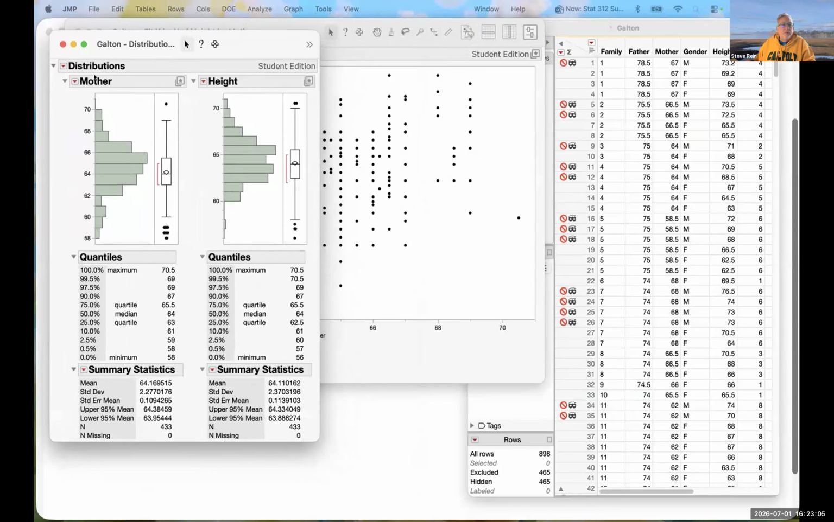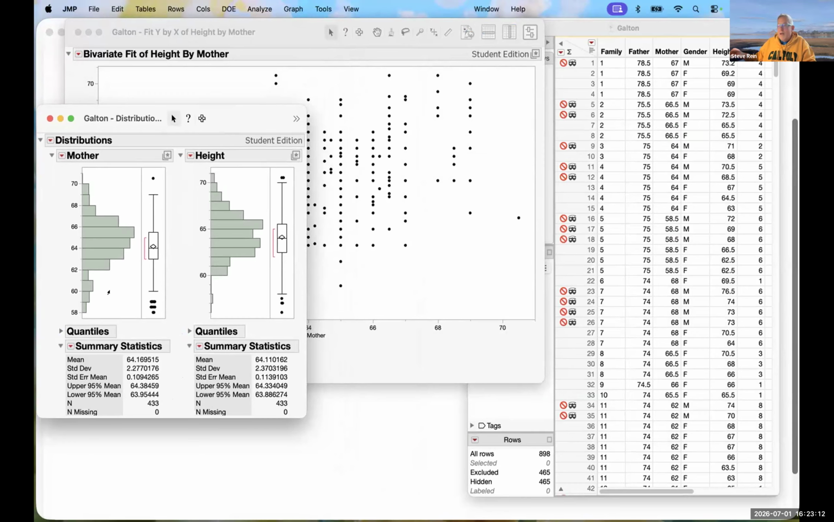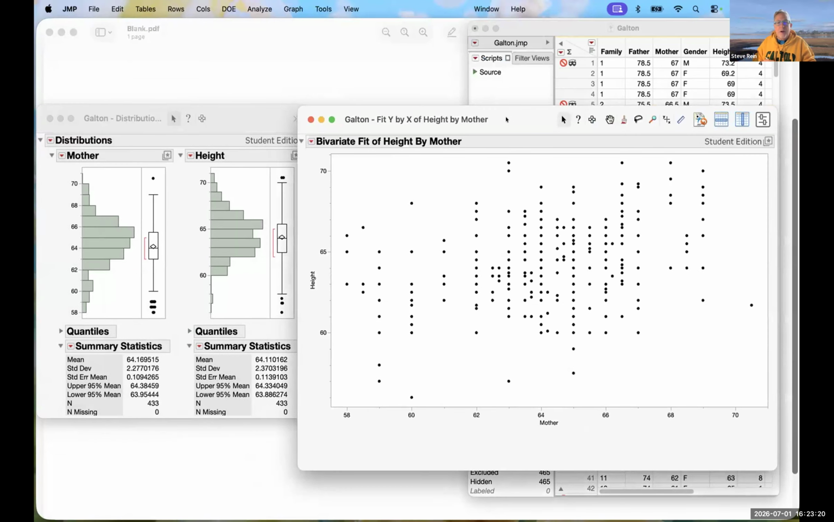And I'm going to want to write down for mom and for the daughter the means and standard deviations. And I'm going to put this in the upper left corner. So for mom, because mom is along the x-axis in my graph, I'm going to write x bar. The average of mom's height is 64.2 inches. And for the daughter's height, it's 64.1 inches on average. Y bar is 64.1 inches.